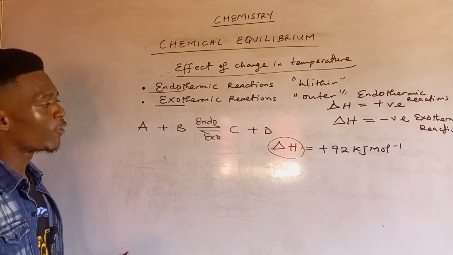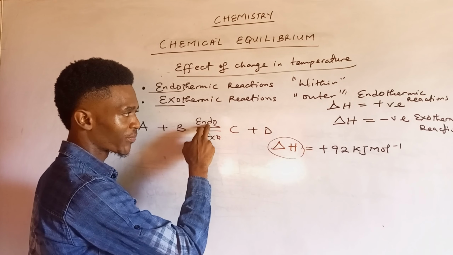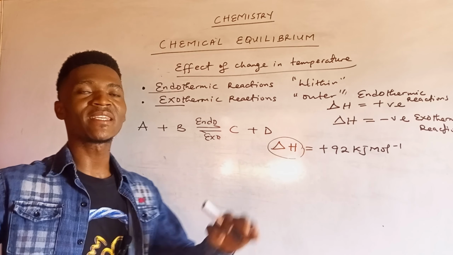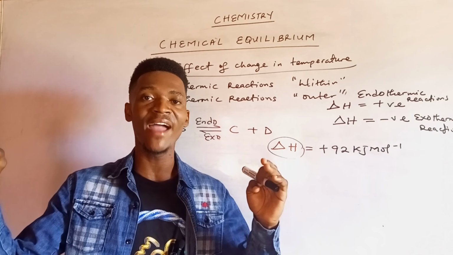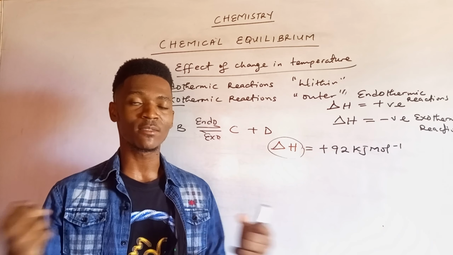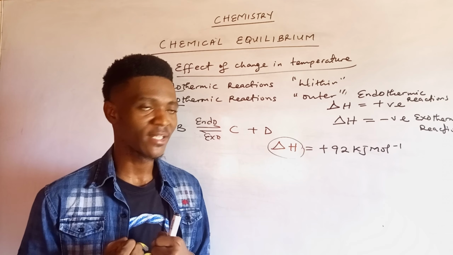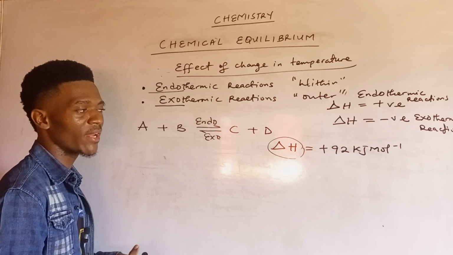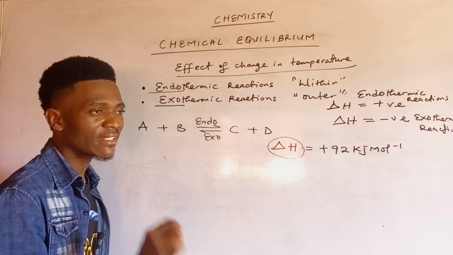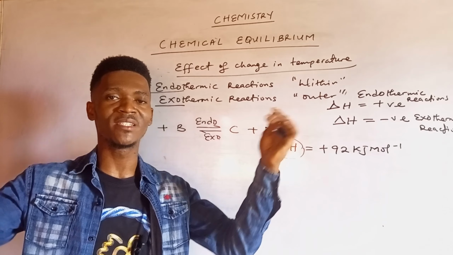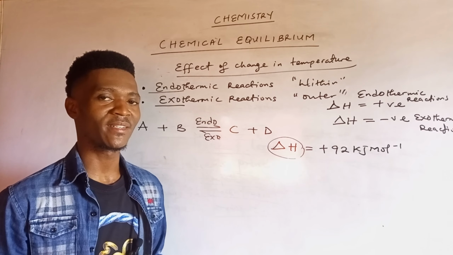And what favors endothermic reaction? Remember I said endothermic reactions love heat. So when the temperature of the surrounding is very high, endothermic reaction is usually happy because it wants to absorb heat, it wants to gain heat. You get the point? So can we say that what favors endothermic reactions is increase in temperature? Of course yes, because when you increase the temperature of the surrounding, it favors endothermic.